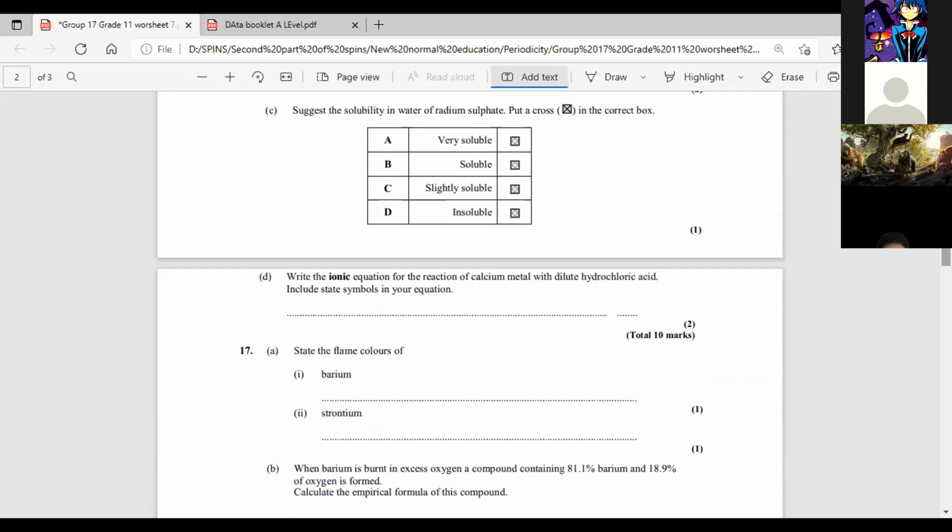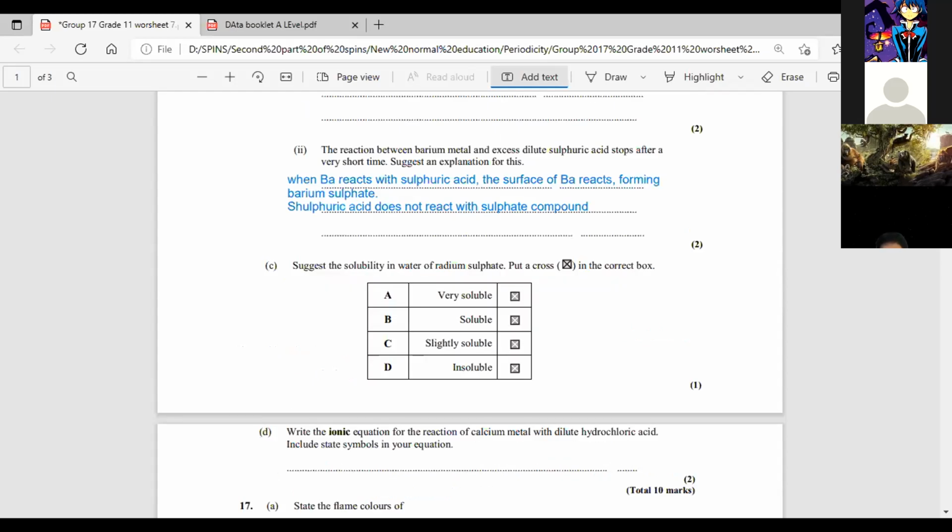Then, suggest the solubility in water of radium sulfate, and put a cross in its box. So radium sulfate is insoluble, totally insoluble.